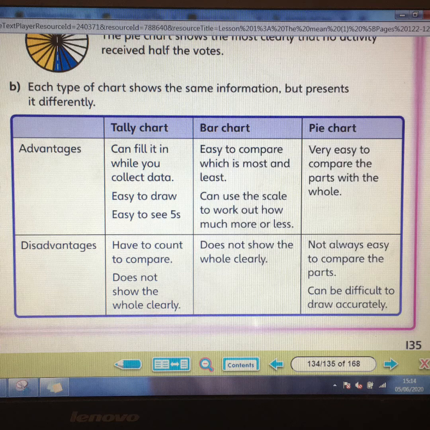However, the disadvantages are that when you want to compare them, you can't see it visually very easily. You've got to count it. It also doesn't show the whole. It doesn't show how many it was out of.